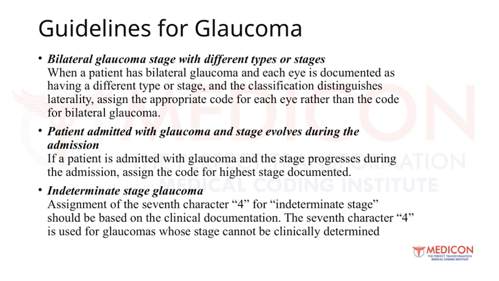Lastly, when dealing with glaucoma cases where the stage cannot be clinically determined, we use the 7th character, 4, to indicate an indeterminate stage. This character should be assigned based on the clinical documentation, signaling that the stage is unknown or cannot be specified at this time. These guidelines help us accurately document and code glaucoma, which is crucial for proper treatment planning and reporting.